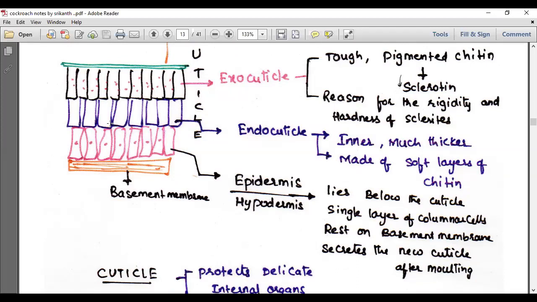Nearly 13 times it will go for molting to become adult. In the main process, this epidermis is responsible for the removal of the cuticular layer and also for the formation of the new cuticular layer. Okay, so let's come to the cuticle.